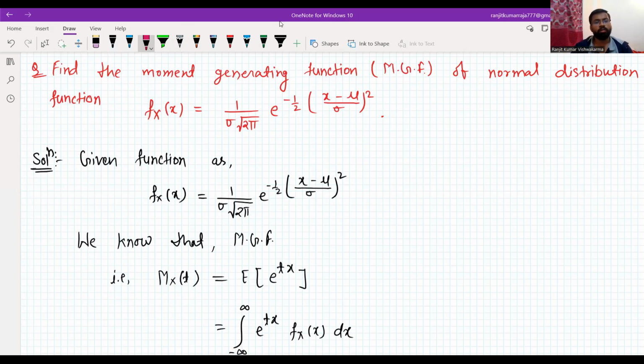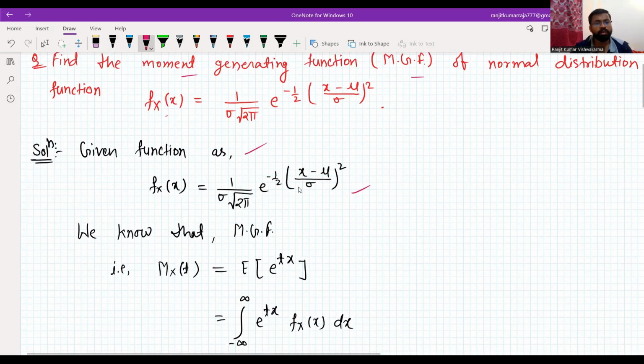Today I am going to find out the moment generating function of the normal distribution function, that is f of x equals 1 by sigma root 2 pi e to the power minus 1 by 2 into (x minus mu divided by sigma) whole square. Okay, so in the solution, first of all we have to write the given function. This is the normal distribution function.